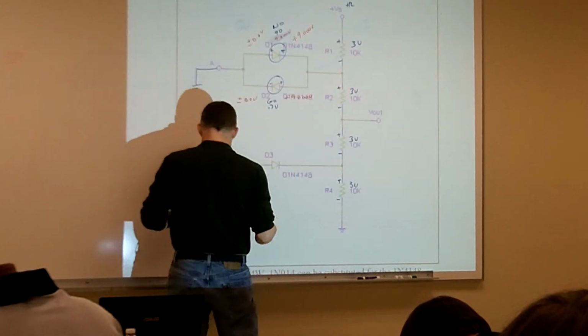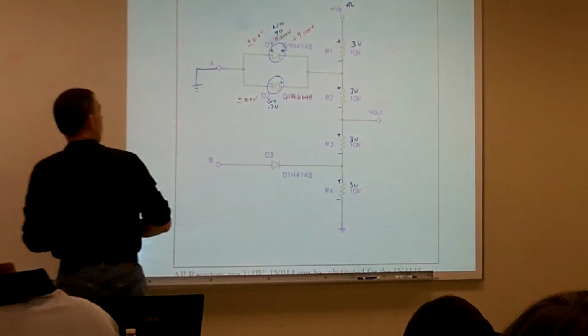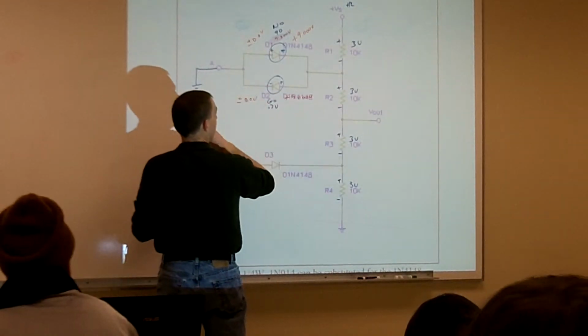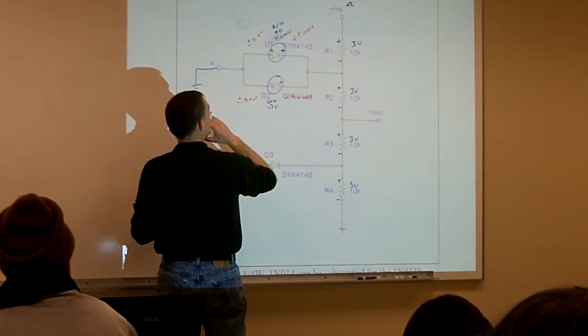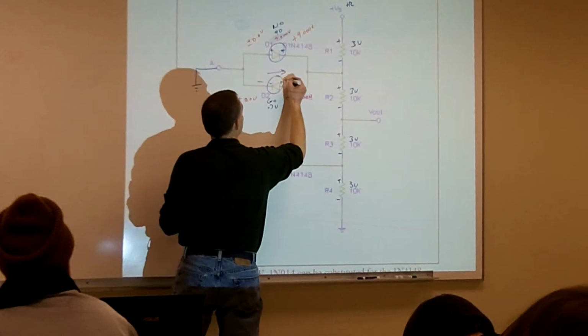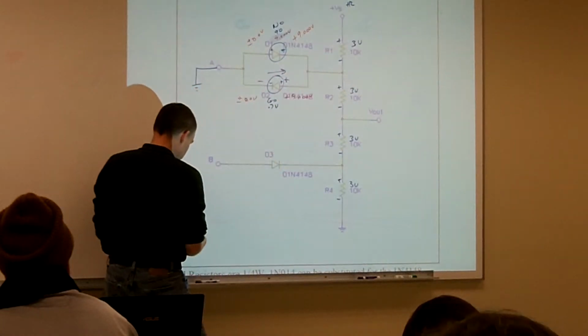I keep forgetting to do this, remind me. Which way is my current flowing through this diode? From left to right or right to left? Left to right. Okay, so we know my polarity is that way. So let's make sure we get our polarity.